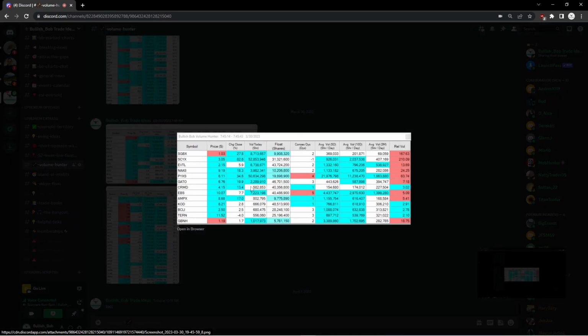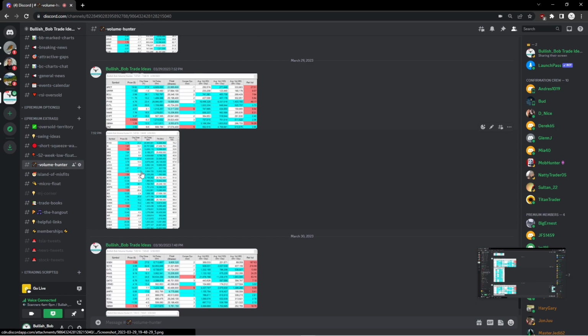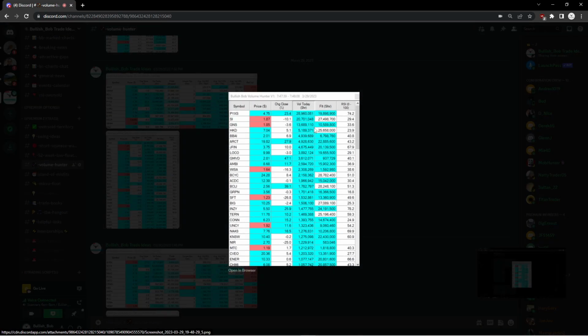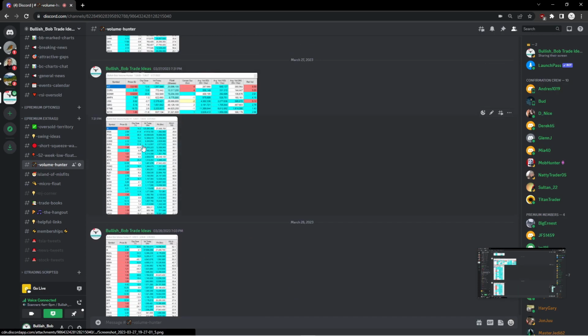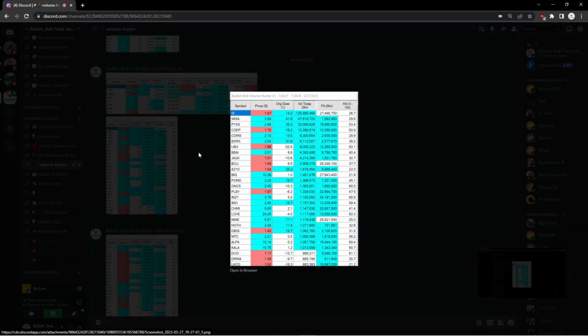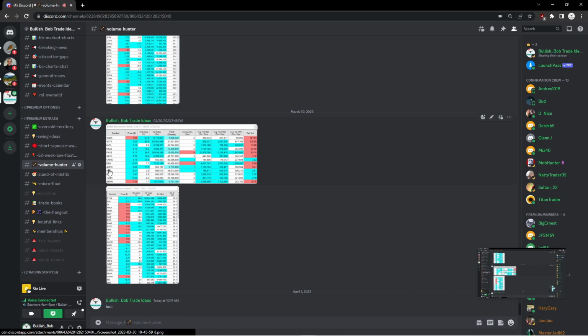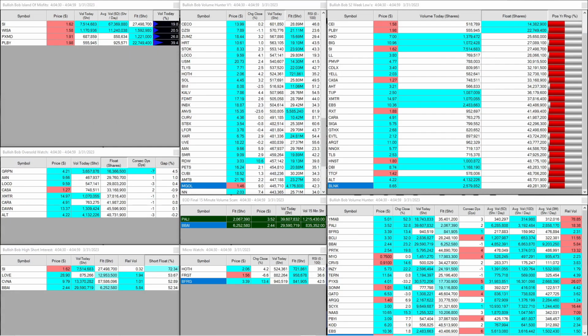I try to post these alerts and these scans so you guys can see where the value was the day before. It was on PYXS that day. Where was it a week ago? It was on SI, right? So you can see that the day before. That way you know exactly where the specific volume will be.